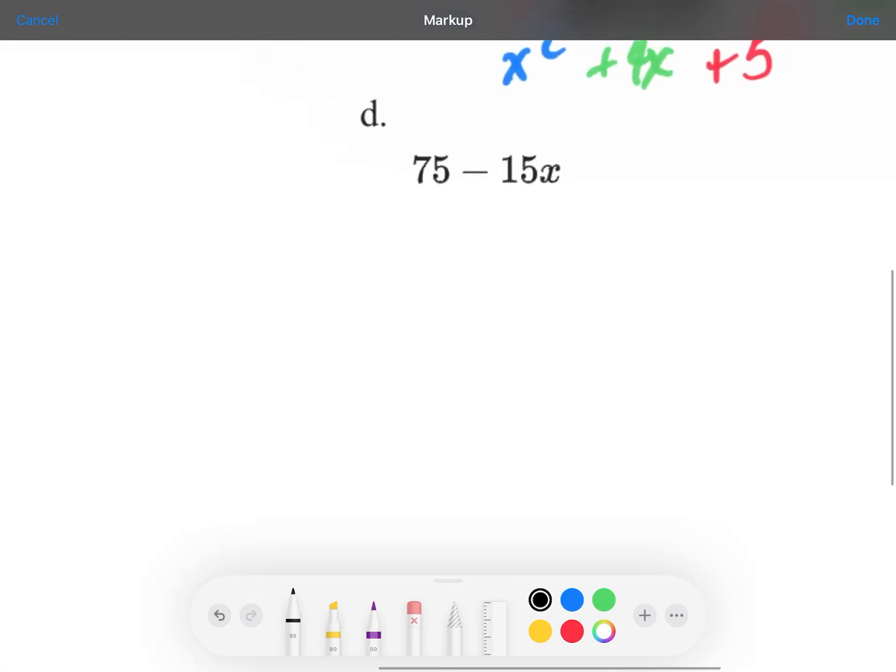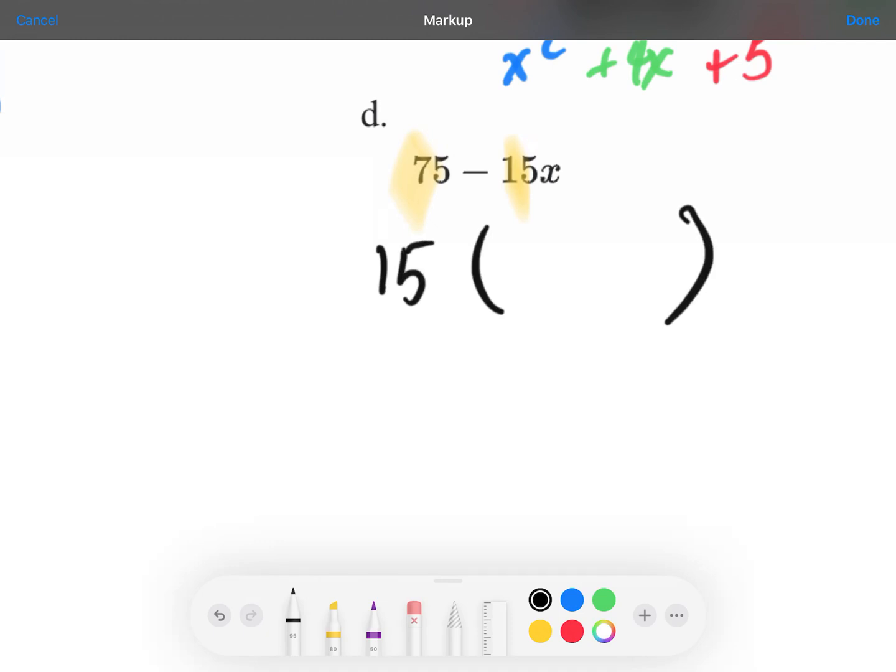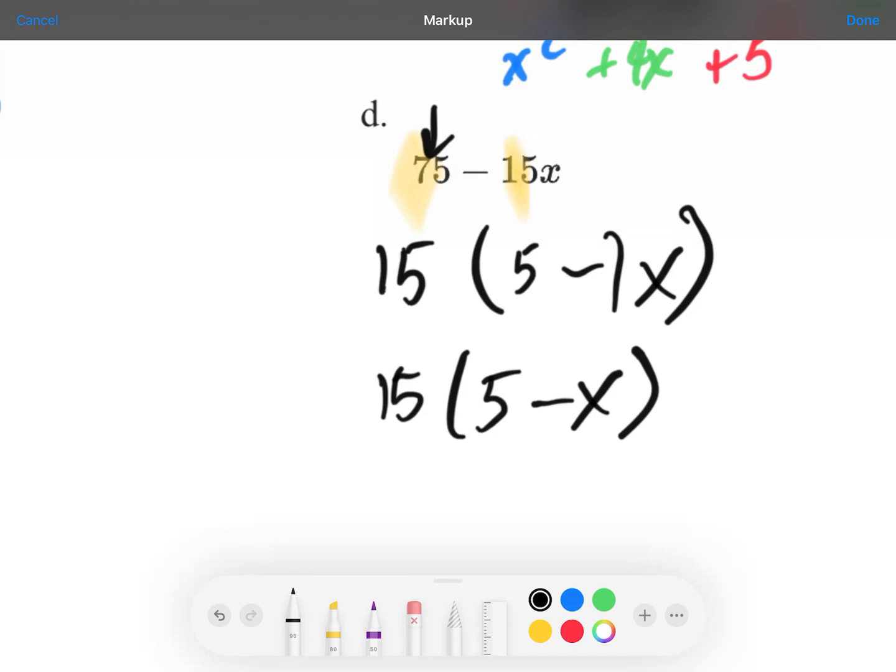Let's do this one. Let's now use our brains and say, okay, what's the greatest common factor of 75 and 15? And the greatest common factor is 15. What remains, right? How many 15s go into 75? 5 of them. Minus, how many 15s go into 15? 1, with an x remaining. So that's a good answer. You don't have to have that one, so you could write 15, 5 minus x. That's great too. Either one.